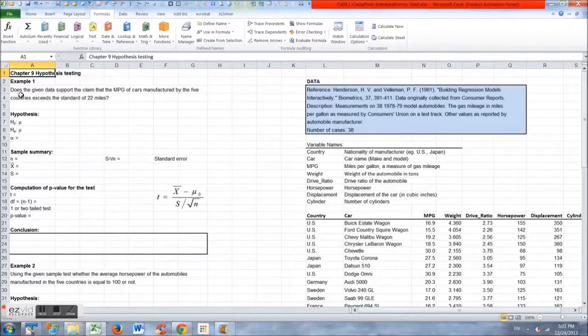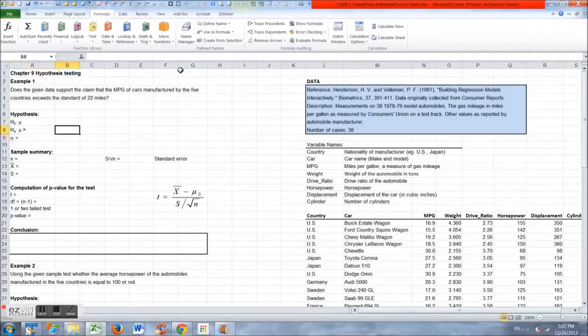The question is whether the given sample data support the claim that MPG of cars manufactured by the 5 countries exceeds the standard of 22 miles. So now we have to first set up the hypothesis. Generally speaking, it is easier to set up the alternative hypothesis, which is the statement that needs to be proved. Here we want to prove whether the MPG exceeds 22 miles, so that's what should be in the alternative hypothesis.